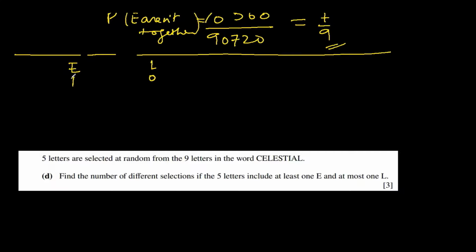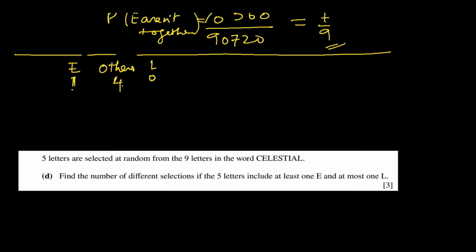So let's start with at least 1 E. We'll write the others. There are 2 E's and 2 L's, so 4 of them are out, and the others are 5. So we have to select from those 5. So 1 E and 0 L. How many do we have to select? 5 letters have to be selected, so 4.